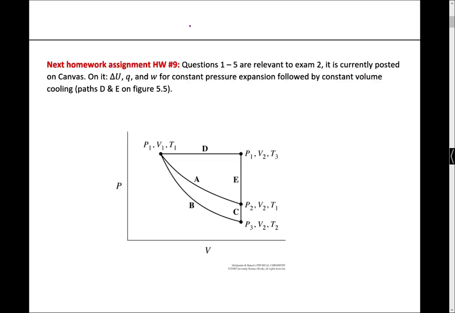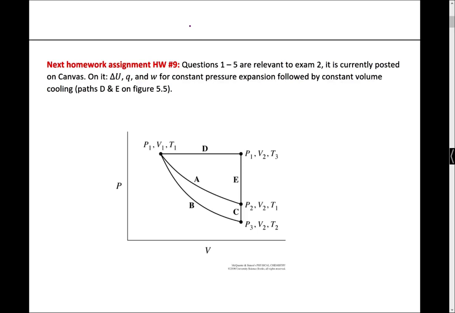So what can you say about delta U for that path? What's the change in the energy for our system? It's got to be 0 because U is a function of temperature and number of particles only. If I'm holding the number of particles and the temperature constant, delta U has to be equal to 0.